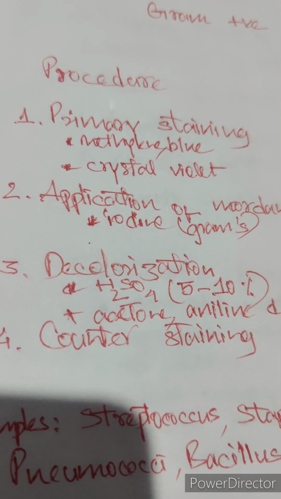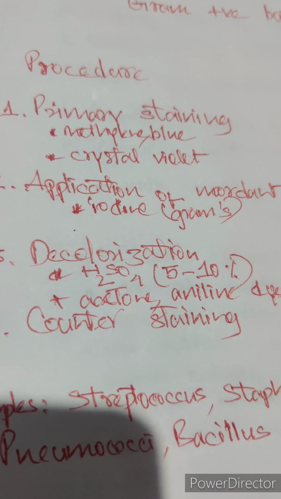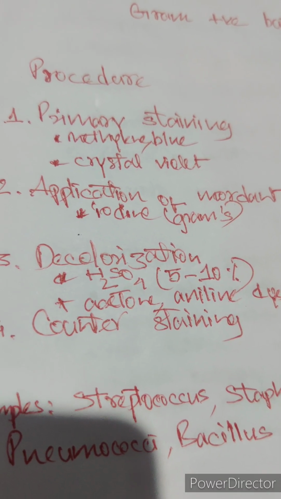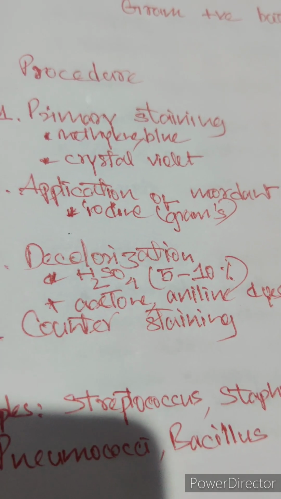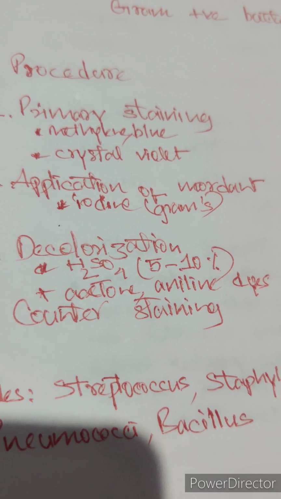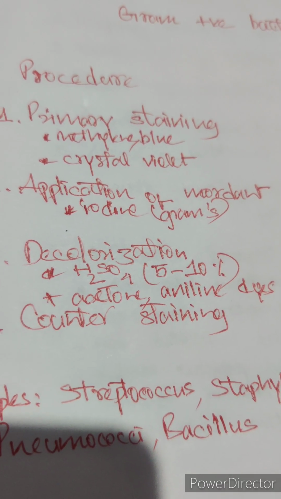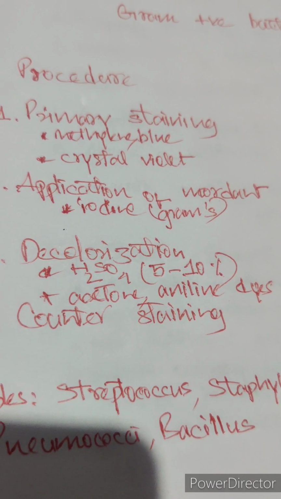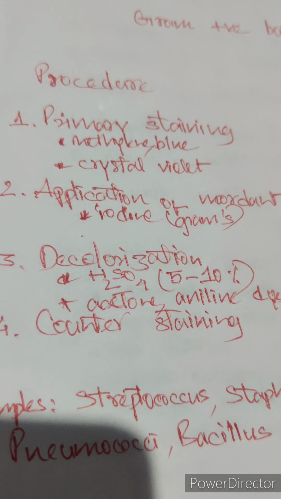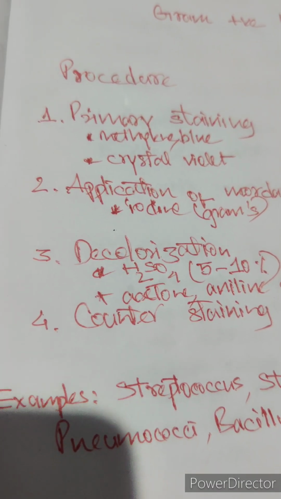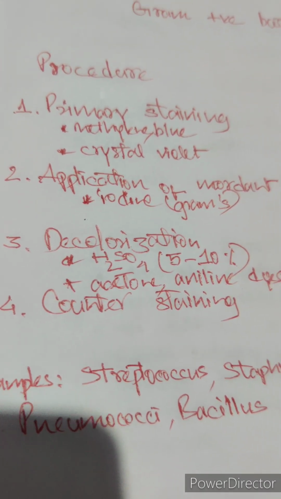What happens is, in gram-positive bacteria, we will study in the later videos that their cell wall is mainly composed of mucopeptide, or we can say peptidoglycan, due to which it retains the primary staining, which was your methylene blue or crystal violet, violet in color. Despite decolorization, these stains remain. After decolorization, the violet color stays.